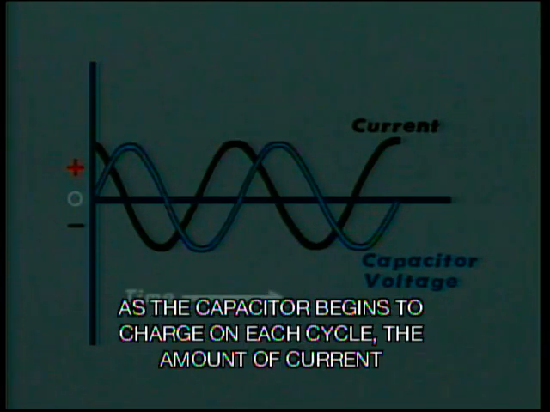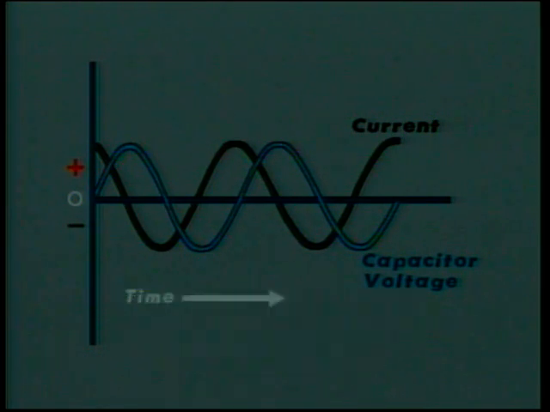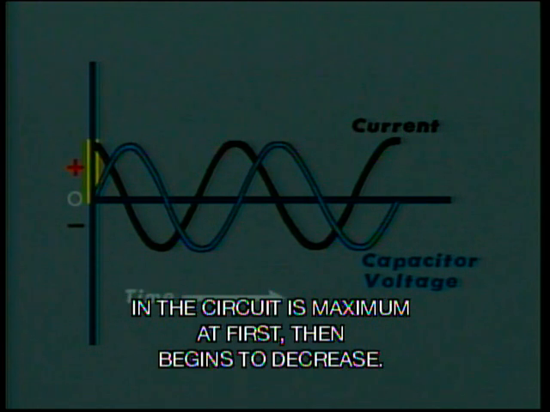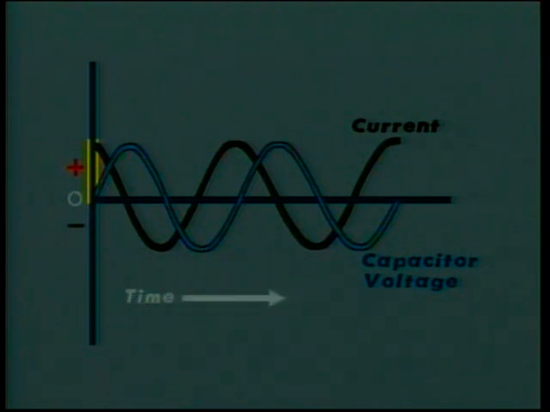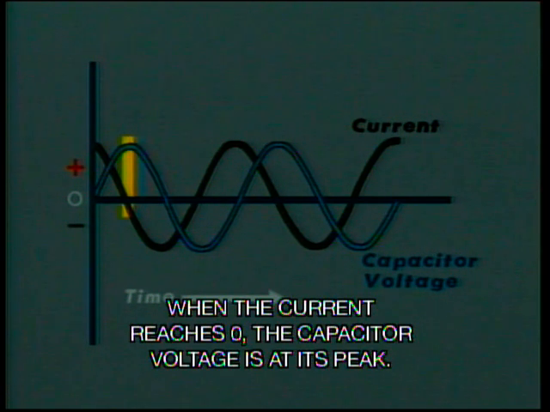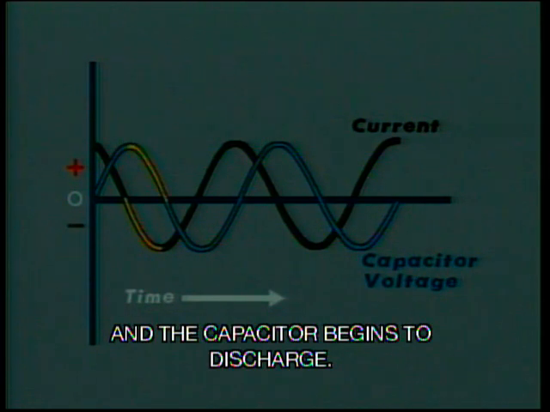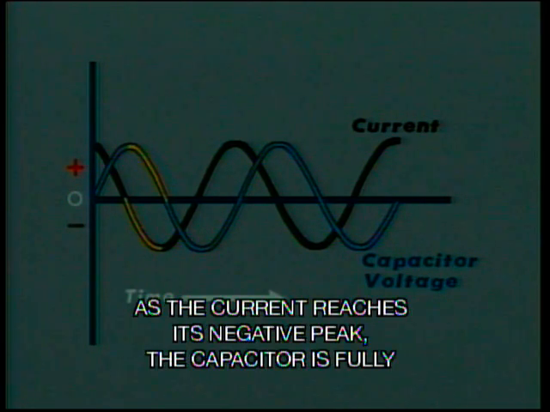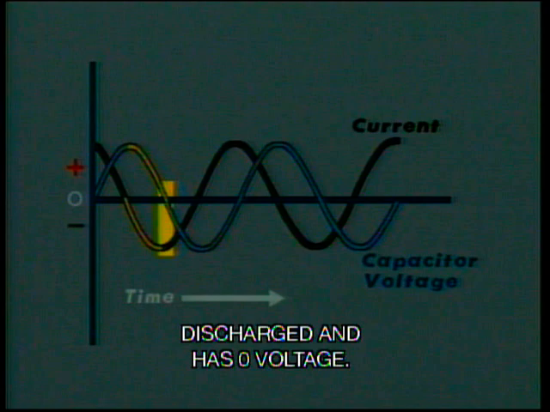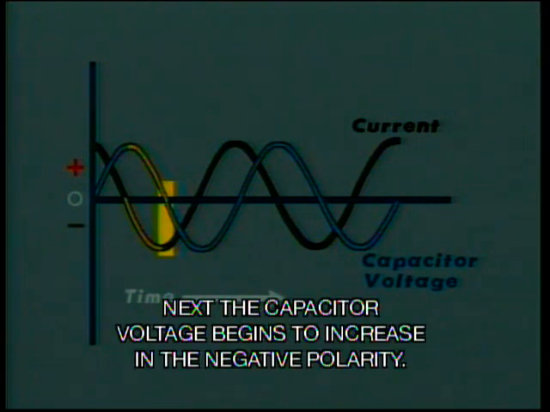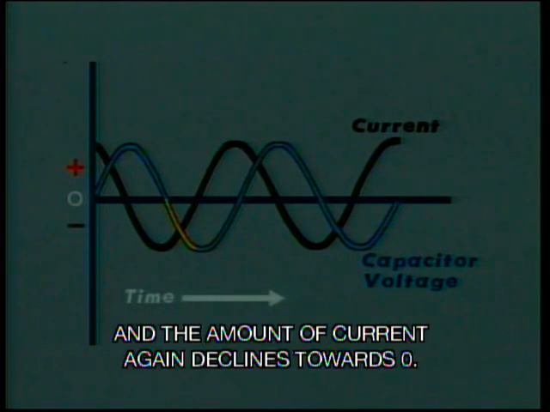As the capacitor begins to charge on each cycle, the amount of current in the circuit is maximum at first, then begins to decrease. When the current reaches zero, the capacitor voltage is at its peak. The alternating current then switches its polarity, and the capacitor begins to discharge. As the current reaches its negative peak, the capacitor is fully discharged and has zero voltage. Next, the capacitor voltage begins to increase in the negative polarity, and the amount of current again declines toward zero.